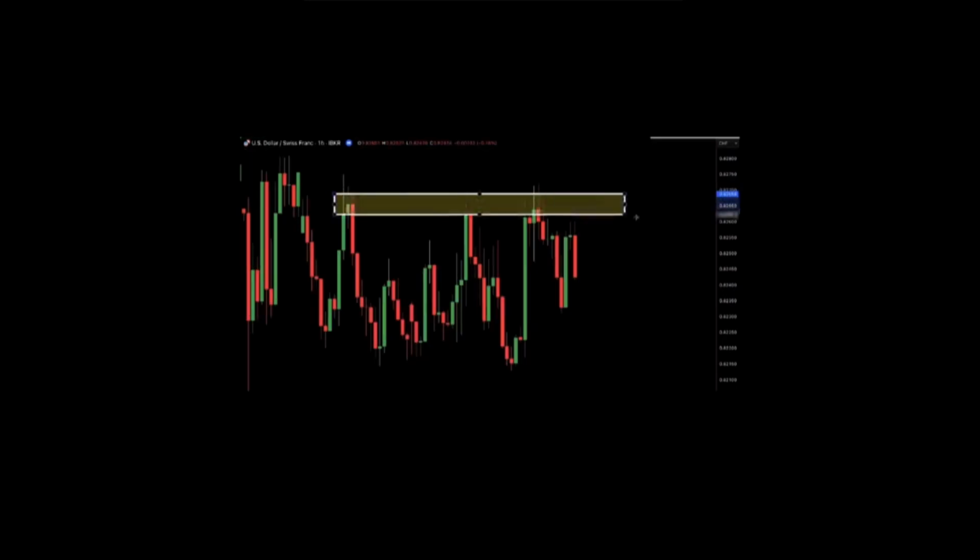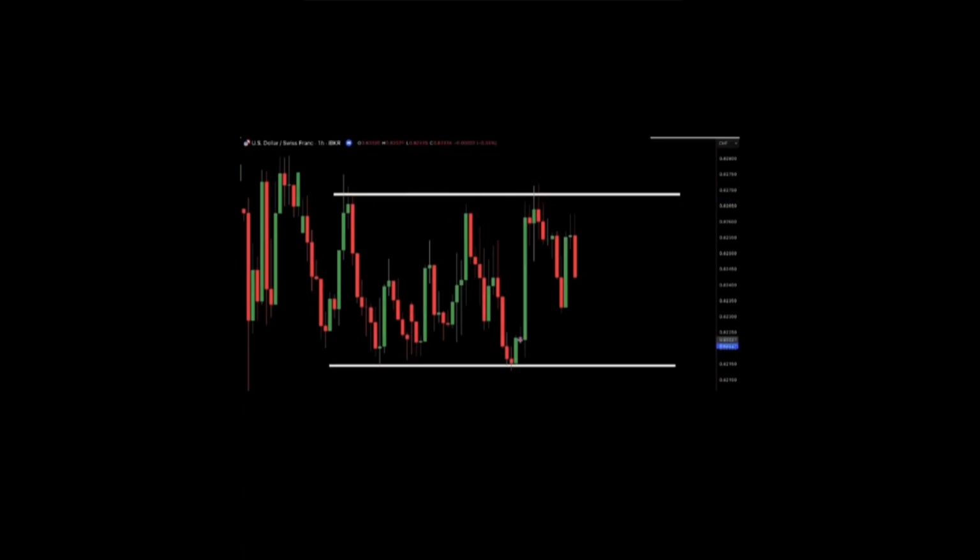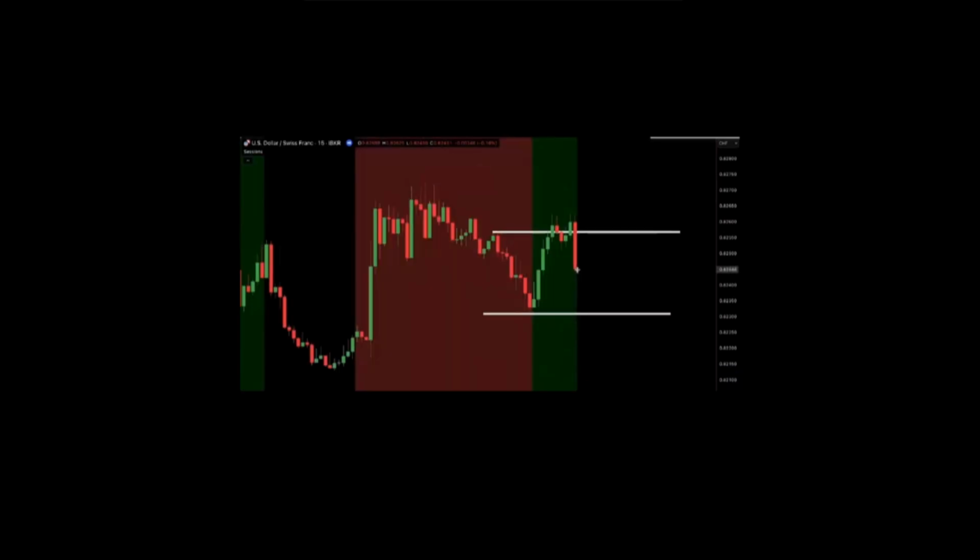Switching to the 1-hour time frame, we can see that the market is currently ranging. Price has recently rejected a key resistance area and is now moving lower toward a major demand zone. This tells us there's still bearish pressure in the market, which aligns perfectly with our short setup on the 15-minute chart. Now we return to the 15-minute chart to execute the setup.